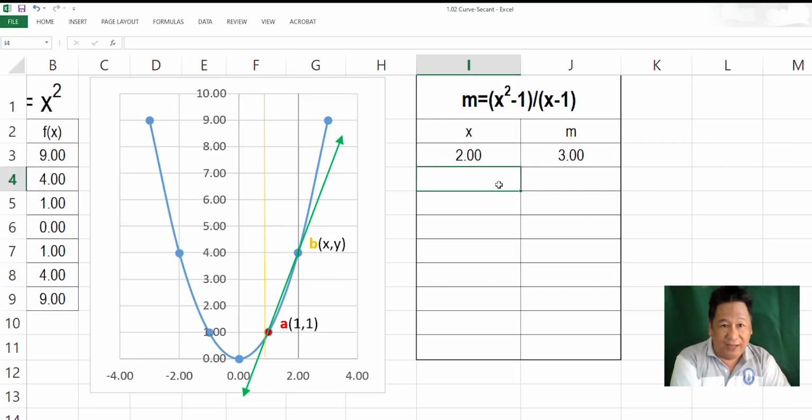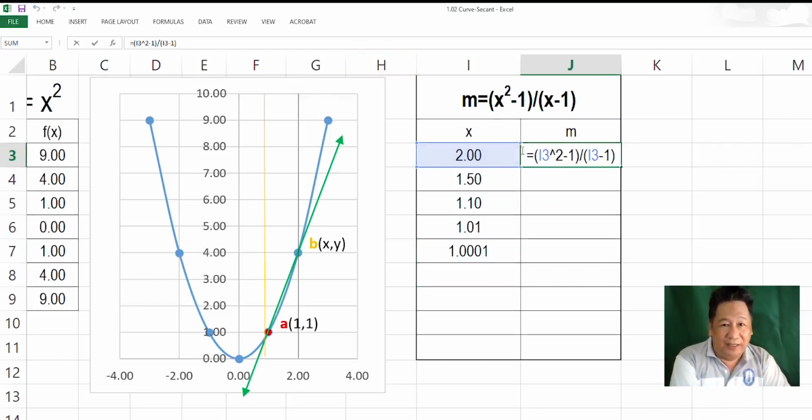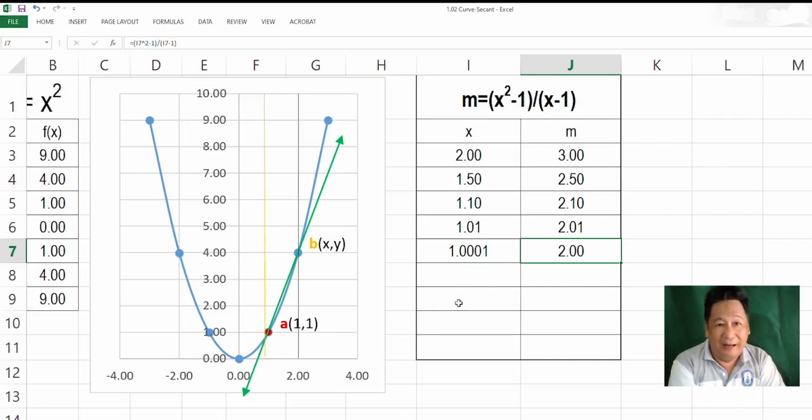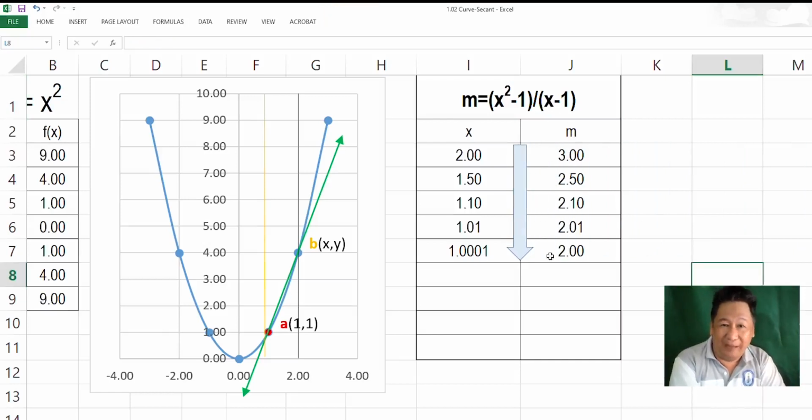Now let's enter x as it approaches 1. x equals 1.5, x equals 1, x equals 1.01, x equals 1.001. And let's copy the formula down. See, as x approaches 1, m becomes 2. Notice that we cannot really use x equals 1, why? Because then 1 minus 1 equals 0. So at x equals 1, slope m is undefined, right? Yes. See that as x approaches 1, slope m approaches 2.